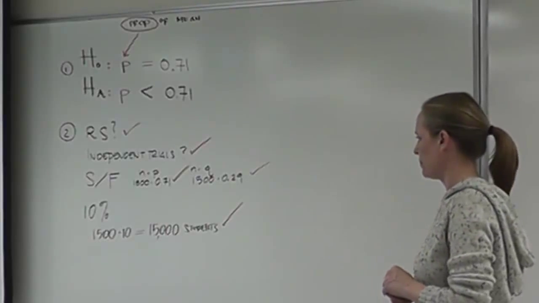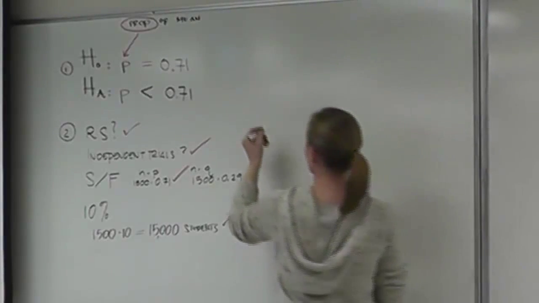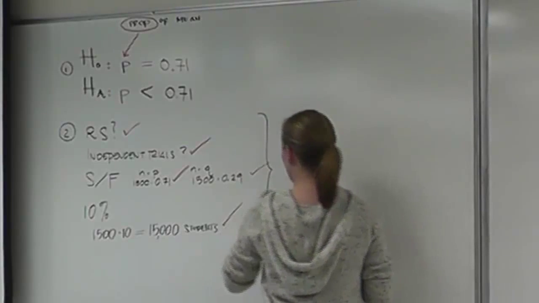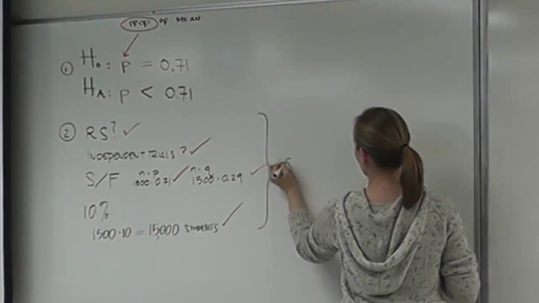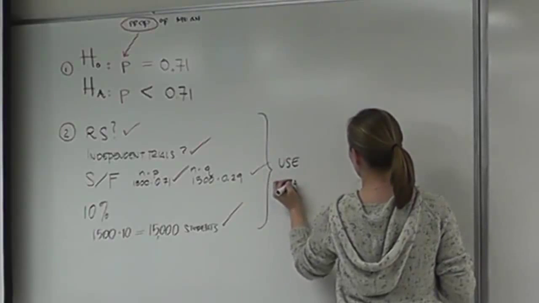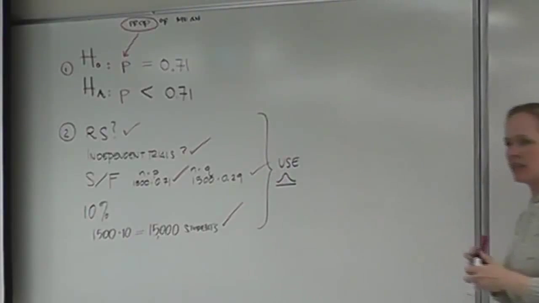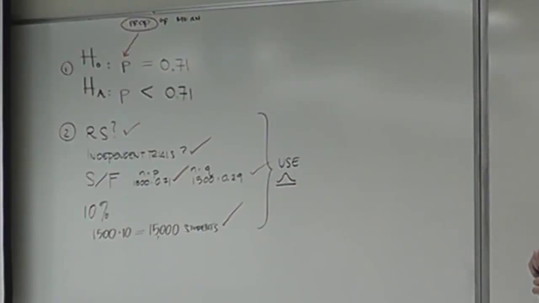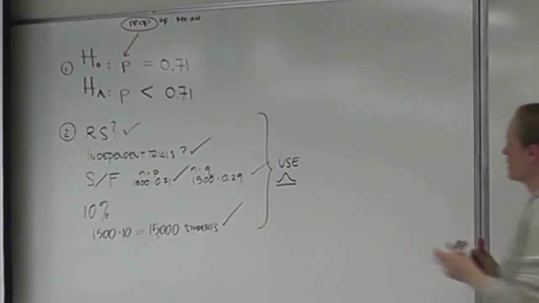Okay, so what does this all tell us? We can use the normal. Use our friend the Z table and the normal probabilities to solve this.